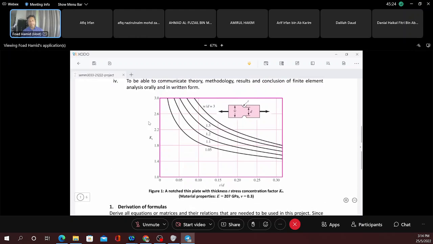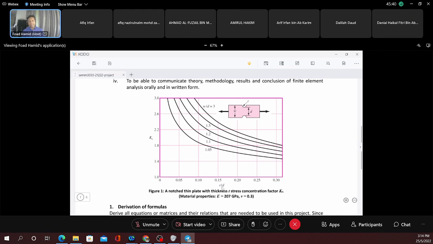All right, so this is the one. I took this from Shigley. So this is your K, your stress concentration factor, and note that the dimensions involved here are R, W, and D.